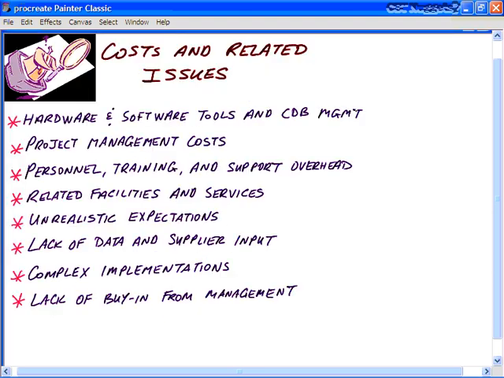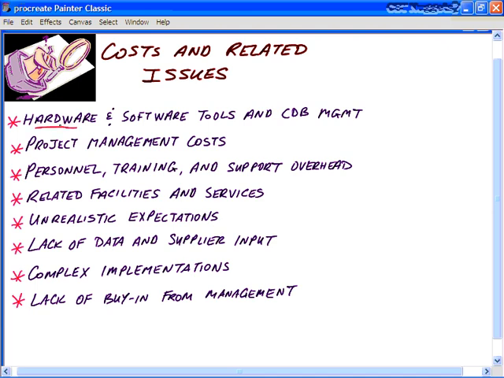So what are some of the cost and related issues of capacity management? Well, obviously, if you're going to be purchasing hardware tools or software tools, for example, purchasing new hardware, servers or database storage, maybe a fiber implementation for a storage area network, that's going to be your hardware cost.